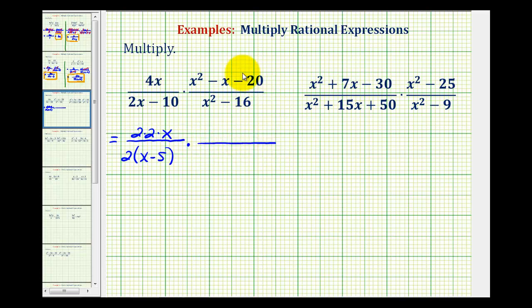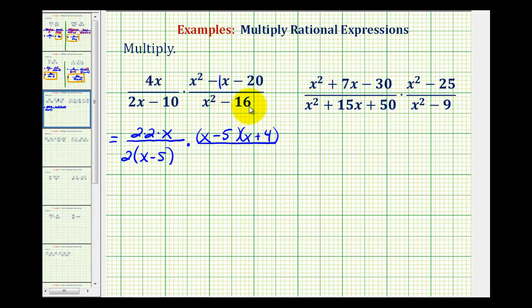And now we'll try to factor this trinomial here into two binomial factors, where the first terms of the binomial factors would have to be x and x, the factors of x squared. And now we want to find the factors of negative 20 that add to negative 1. Well, that would be negative 5 and positive 4. So one factor is x minus 5, and one factor is x plus 4.